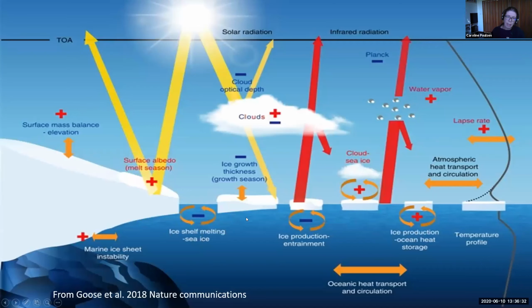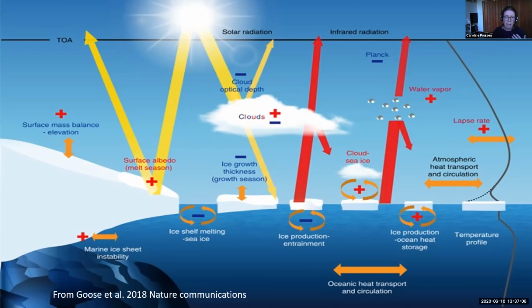Okay, the second theme I talked about was the radiative effects. And these are summarized in this diagram showing all the different feedback processes in the polar region involving the atmosphere, ocean, and surface. So TOA here refers to the top of the atmosphere. We have shortwave solar radiation in yellow, long-wave infrared radiation in red, and a red plus sign means that you get positive warming feedback, and a negative blue sign corresponds to a negative feedback.